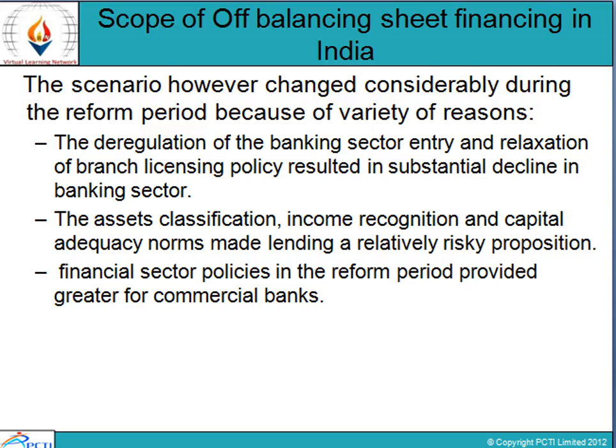The second is there has been a lot of introduction of asset classification, income regulations and capital adequacy norms, which are making lending a relatively risky proposition. The third is financial sector policies. During the reform period, they provided for a greater room for commercial banks, and this would help in engaging in off-balance sheet activities as compared to the pre-reform periods.